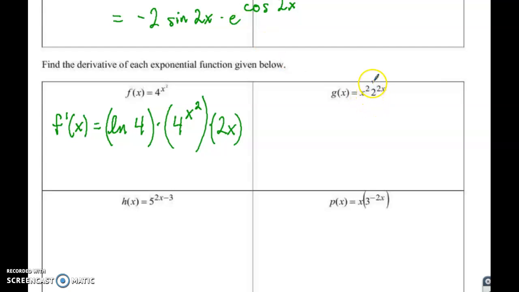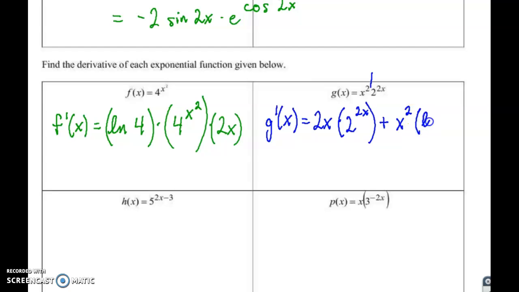As we look at the next one, this is a product rule. There's a product in there, right there. So that's your clue that when you take the derivative of x squared first, leave 2 to the 2x alone. That's a times, by the way. I should use parentheses instead of that dot. Plus, you leave x squared alone times natural log of 2 times 2 to the 2x. But again, the chain rule, you have to multiply by that 2 that's in front.